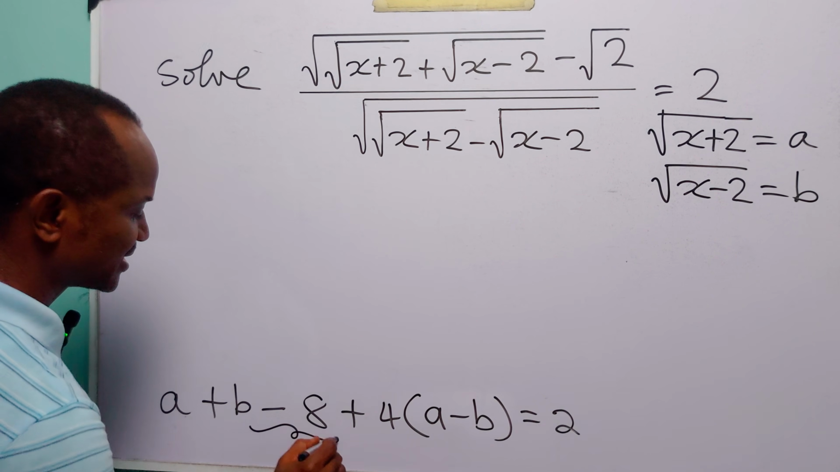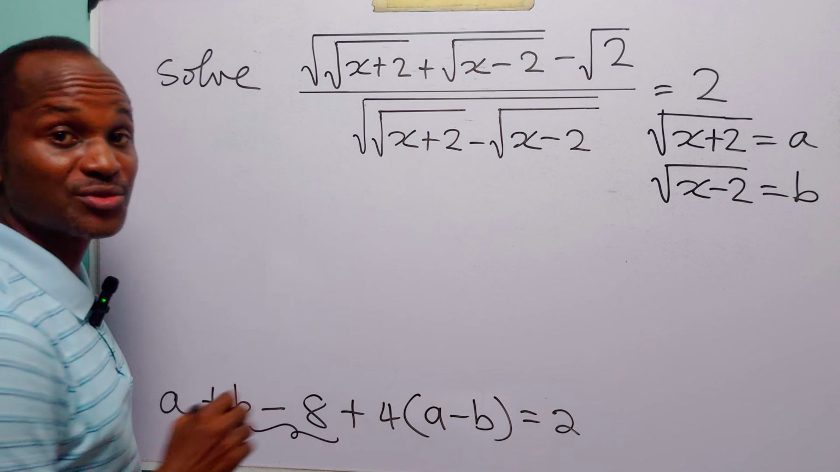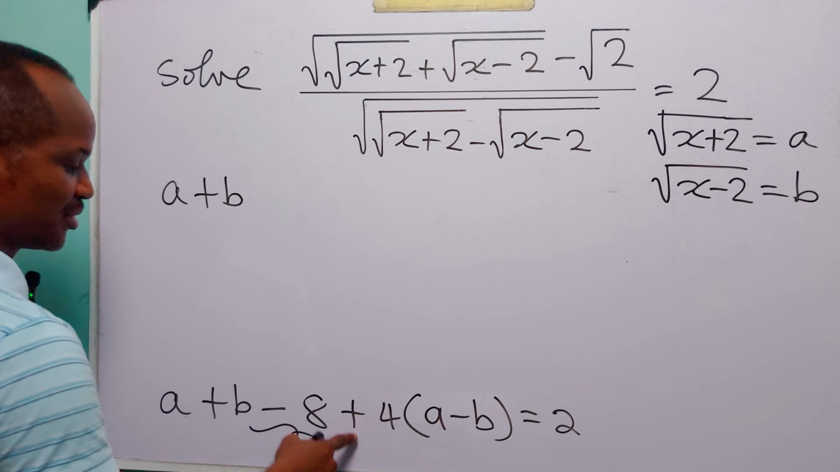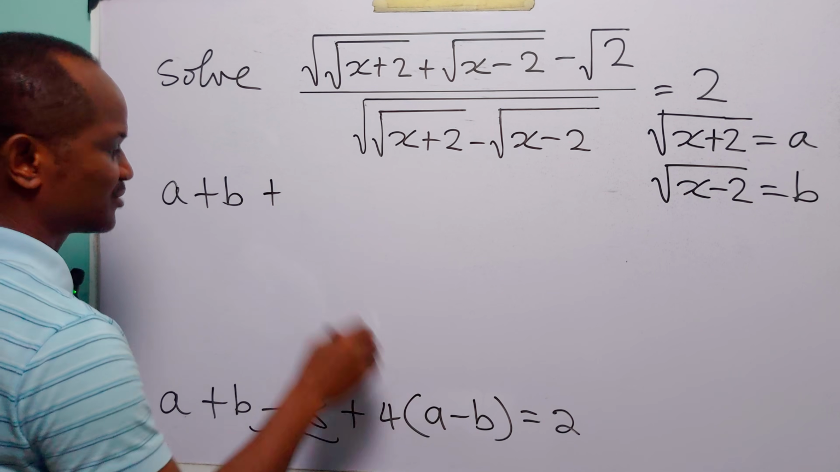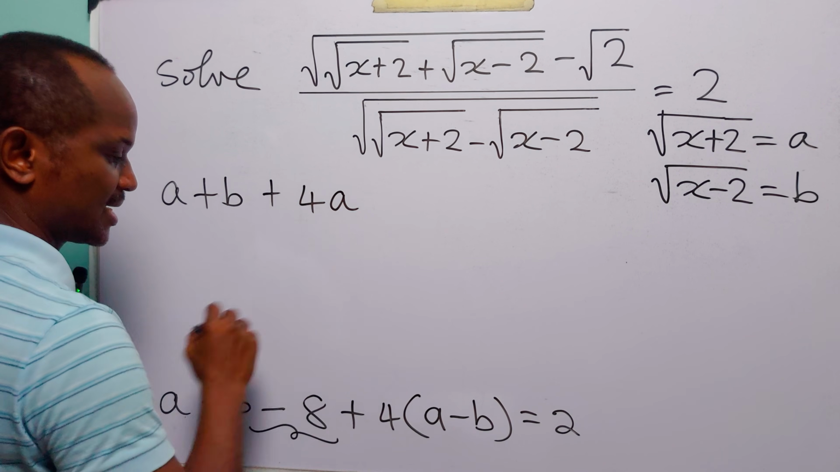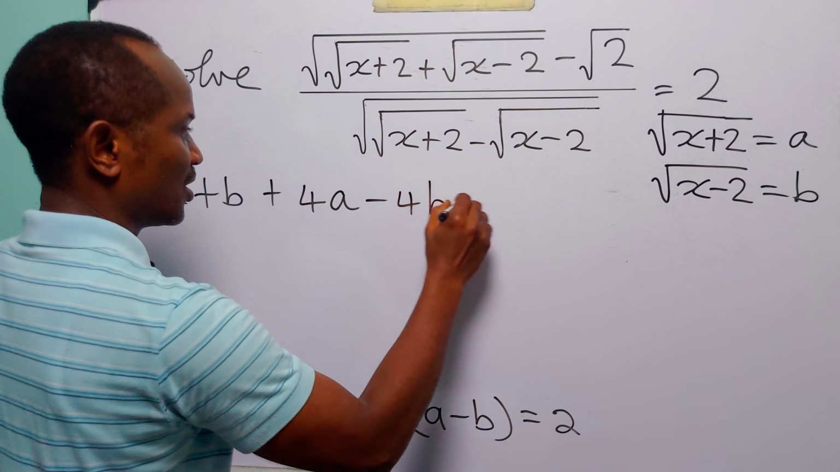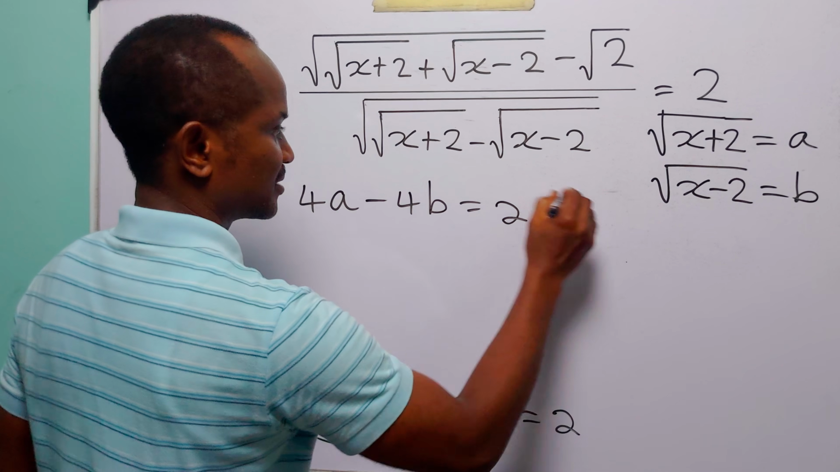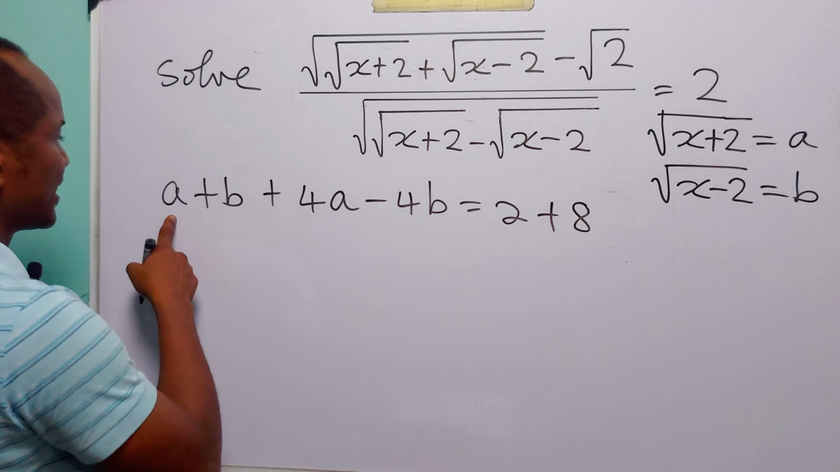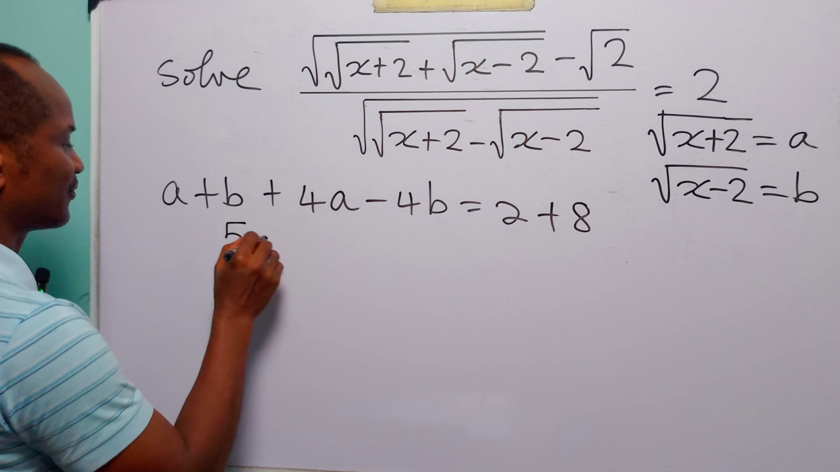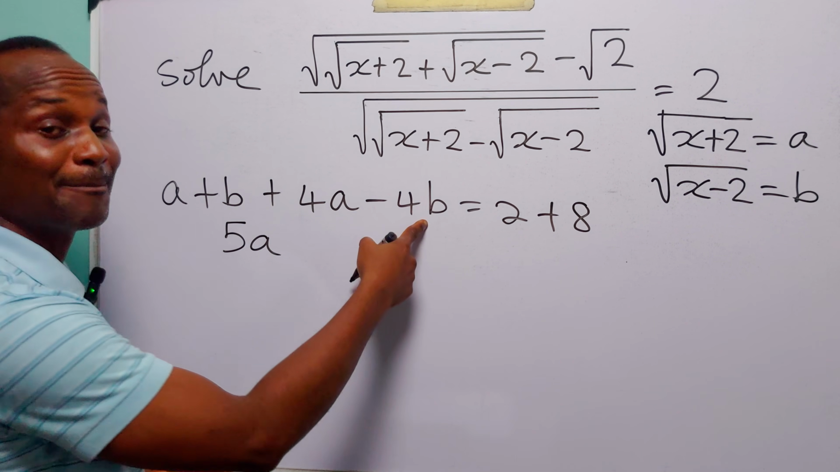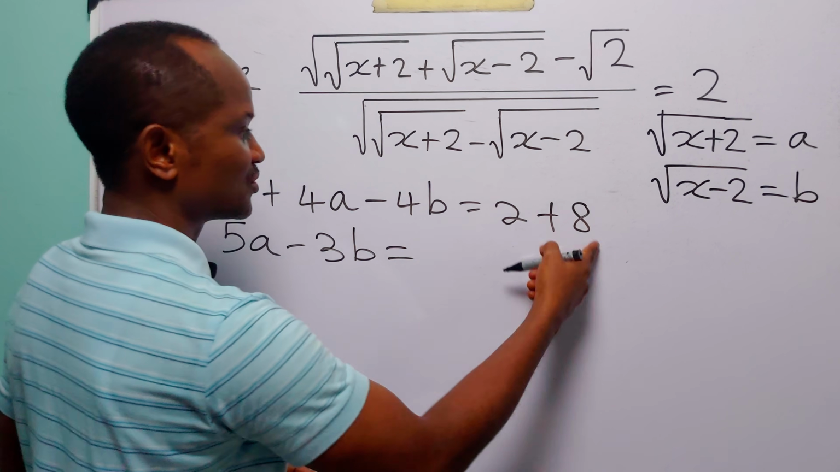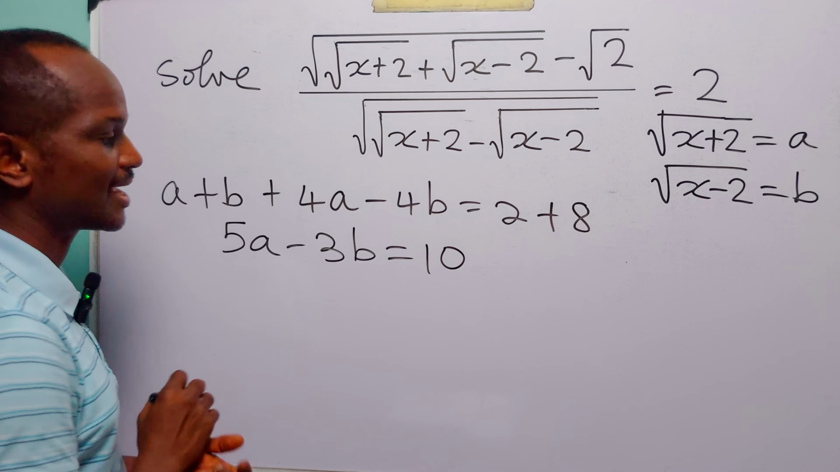And now when we move this constant term over to the right, we have that a plus b plus, opening this bracket, we have 4a minus 4b is equal to 2 plus 8. A plus 4a is 5a. B minus 4b is minus 3b. And this is equal to 2 plus 8, which is 10.